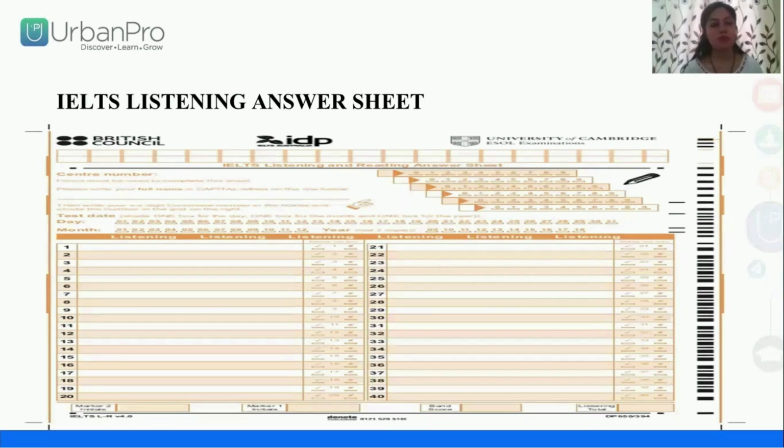For example, for the first question, you have the D option. In the second, you have the B option. So you have to write in capitals that this is my answer. This is a sample sheet that I put for you.